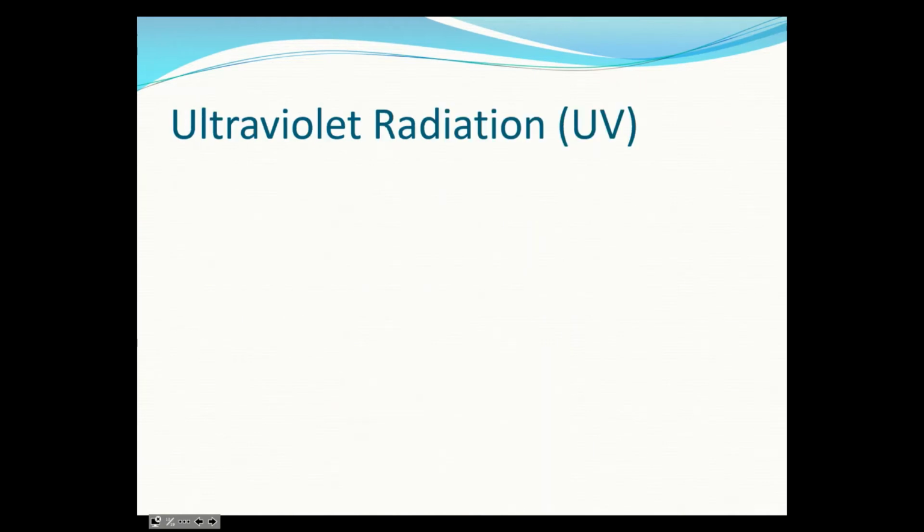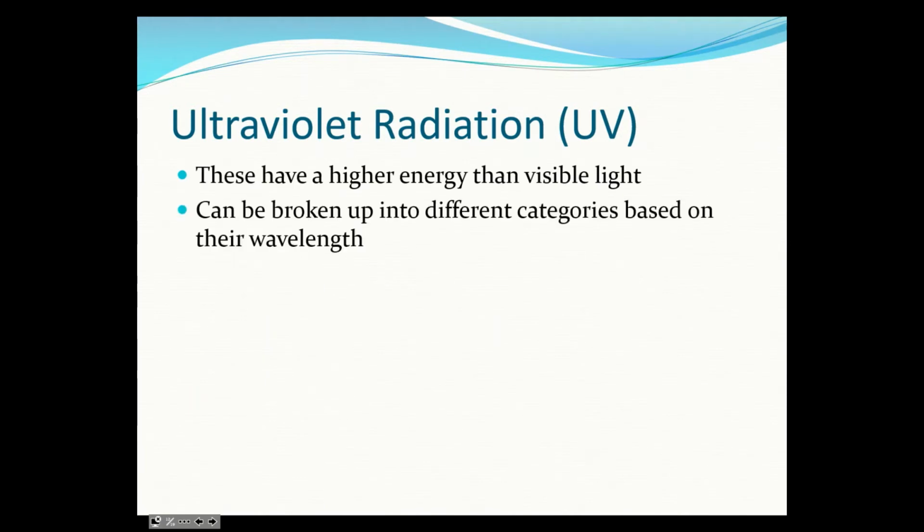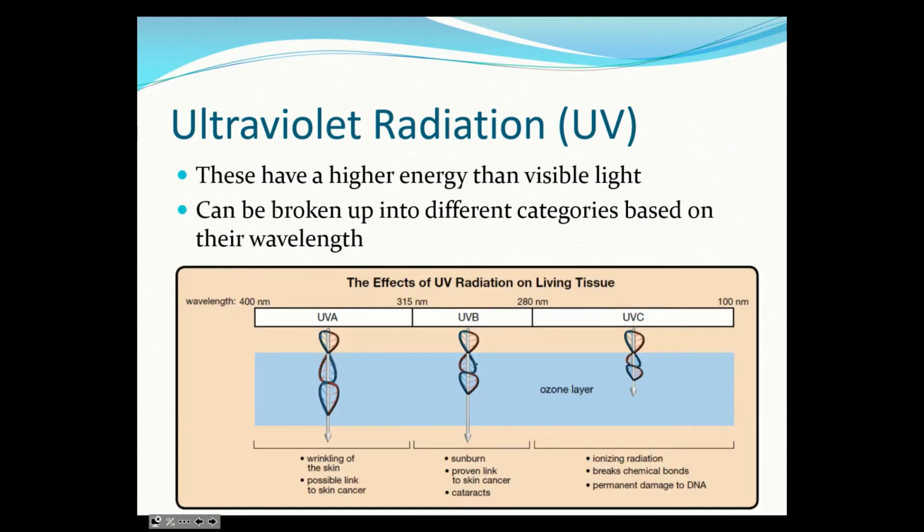So our next step up, higher energy, higher frequency, is ultraviolet light, and this ultraviolet light can be broken into 3 different categories. So here's a little chart of that. So right past visible light that we can see, just a little bit past it, we get UVA. And as we move this way, we get higher energy. So this is the lowest energy of the UV, and it can cause some wrinkling of the skin, maybe a possible link to skin cancer, but if you're exposed to a bunch of UVA, you would be okay.